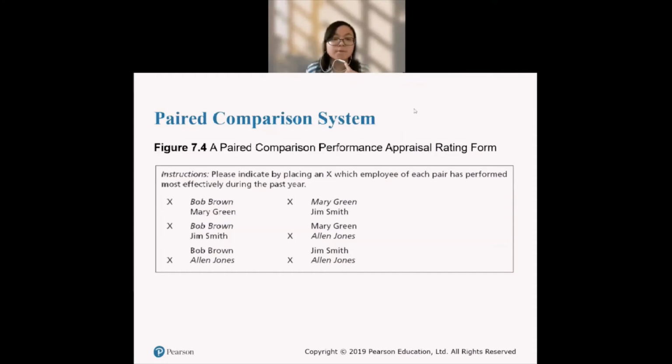For example, it will be difficult to judge whether a production worker's performance is better than a secretary's performance because the jobs are substantially different. Just like other trait systems, comparison approaches have limitations. They tend to encourage subjective judgments, which increase the chance of rater errors and bias.